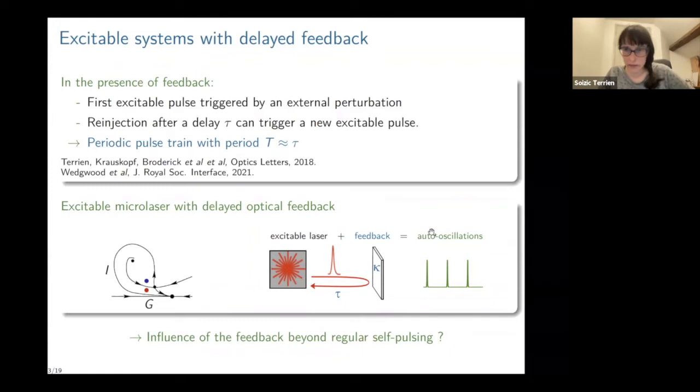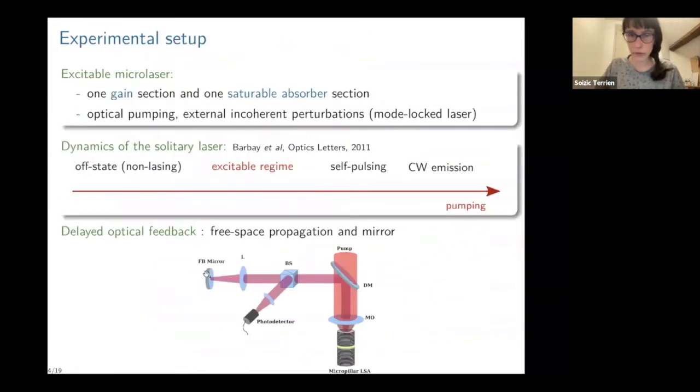And the aim is to get auto-oscillations, self-oscillations from this device. And so the goal of our work here was to investigate the influence of the feedback loop beyond the regular self-pulsing. So investigate a bit more the influence of different parameters, feedback parameters, and time scales parameters.